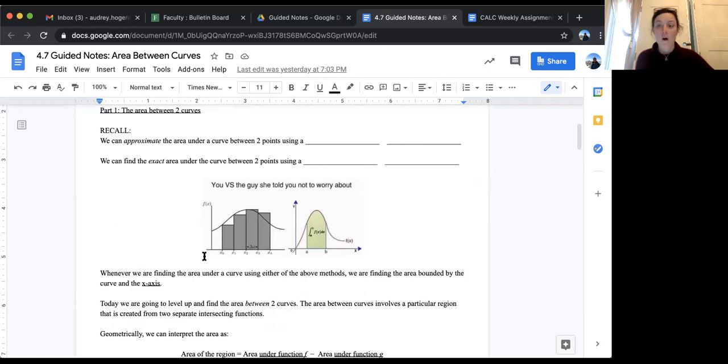So first of all, recall that we can approximate the area under a curve between 2 points using a, think to yourself for a second, try to remember what we learned, and remember that approximating uses a Riemann sum, R-I-E-M-A-N-N sum. And we can find the exact area under a curve between 2 points using none other than, think to yourself, try to recall, a definite integral.